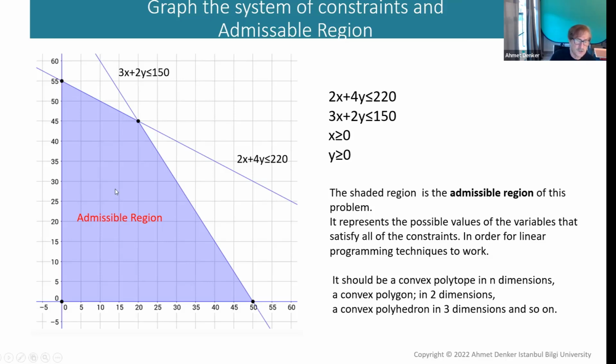So since it is two-dimensional, it is called a convex polygon. If it were, for instance, three-dimensional, it would be a polyhedron. In general, this type of n-dimensional regions are called polytope. Okay, so we've got polytope, polygon, and polyhedron. And in this course, we are interested in polygon type, convex polygon type of admissible regions, like we see here.